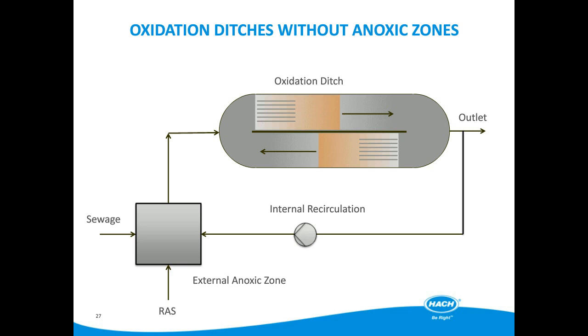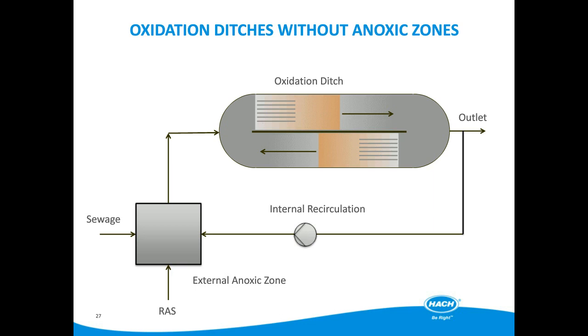Okay. The next one: with selector zones, how important is the internal recirculation? Selector zones as such don't need internal recirculation. They are there with the mixing of the return activated sludge and the sewage coming in. They're there to give the heterotrophic bacteria a chance to outgrow the filamentous and prevent them predominating.